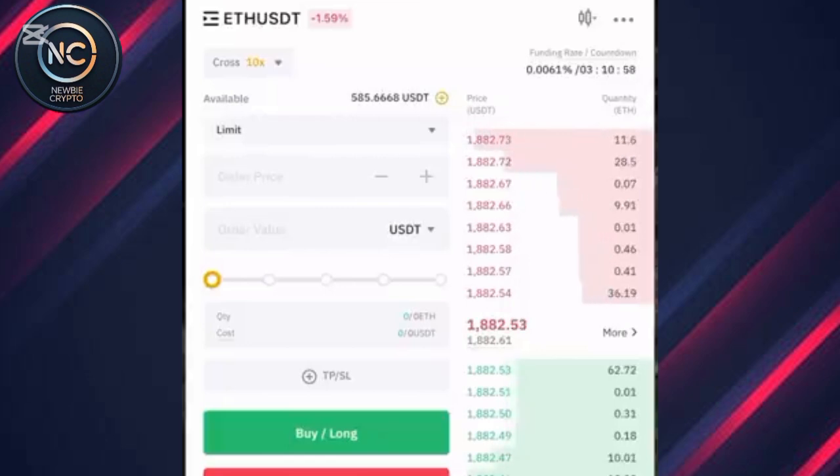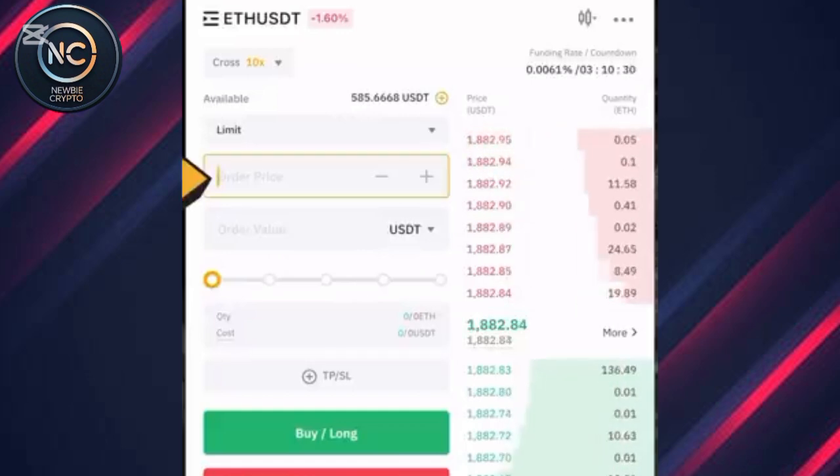For example, if you look at the current price of ETH right now, it is 1,882 USDT. So let's say you don't want to enter at the current price. You want to enter maybe when it comes a little bit down. So let's say you want to long the market and you don't want to enter now. That means you're going to be using a limit order. And to do that, you just come here to where you have order price and enter the price you want to enter the market. So let's say, for example, you want to enter when it gets to 1,820 USDT. Let's say that's the price you want to enter the trade.